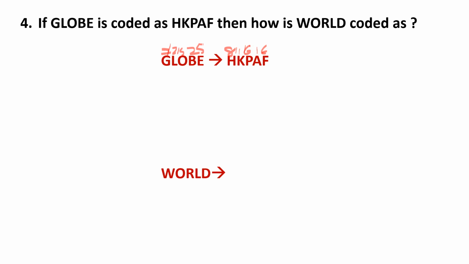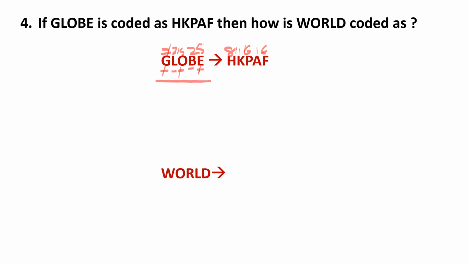Now here G means 7. 7 plus 1 is 8, the first letter H. The second letter L is 12 and here it is K, 11. It is decreasing, that is 12 minus 1 is 11. Next, the third letter O is 15 and here the third letter is 16. 15 plus 1 is 16. Next B is 2, here A is 1, so minus 1. Then E is 5 and 6 is the last letter, that is 5 plus 1 is 6.